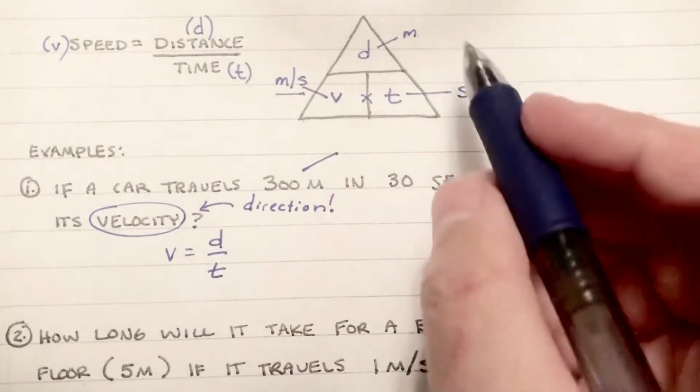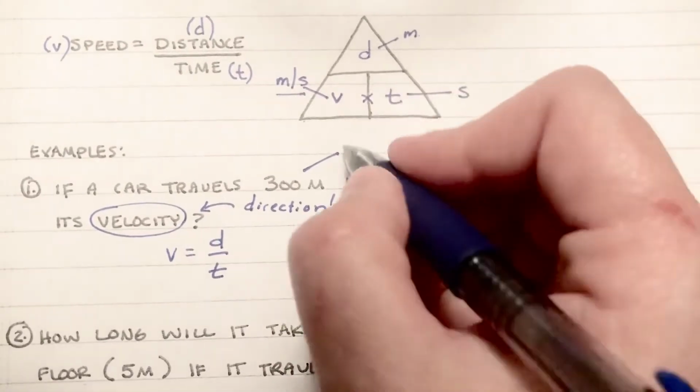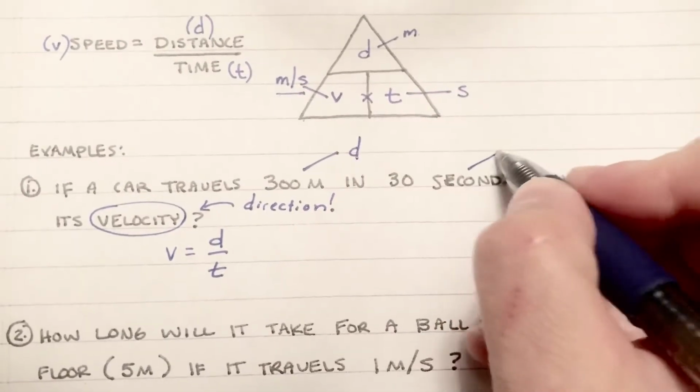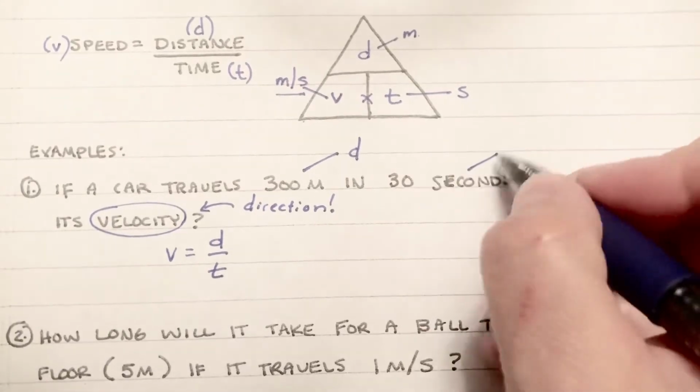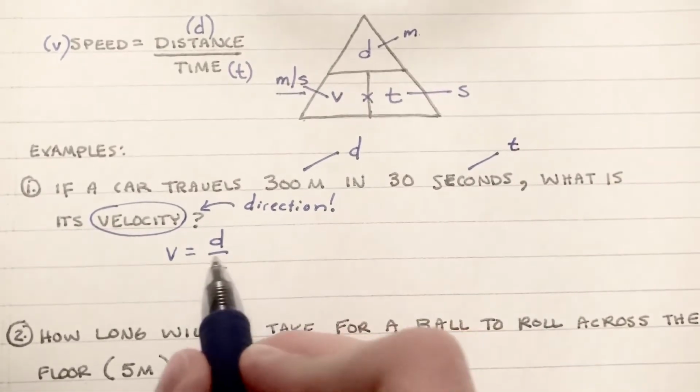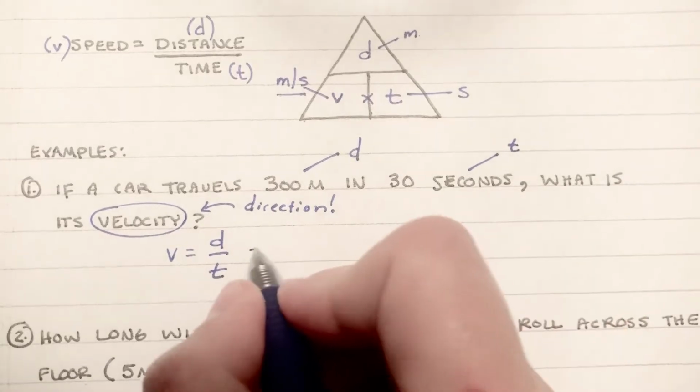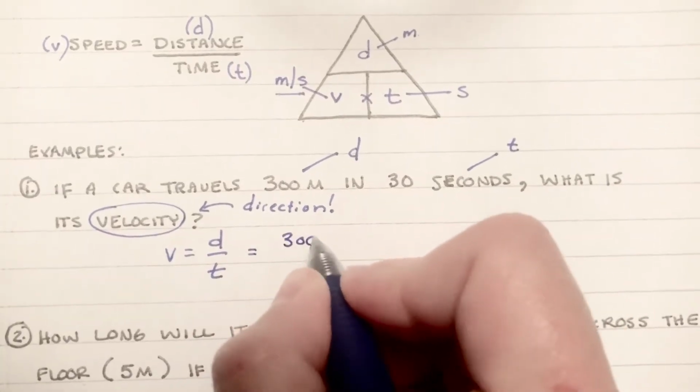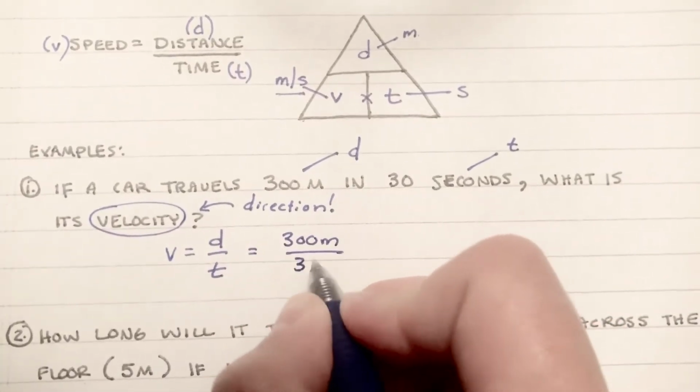300 meters. If we take a look at this, meters is always going to be distance, and then we have seconds here. Seconds is always going to be time. So now we just look at this and we plug it into our formula. So distance is going to go on top. So that's 300 meters divided by 30 seconds.